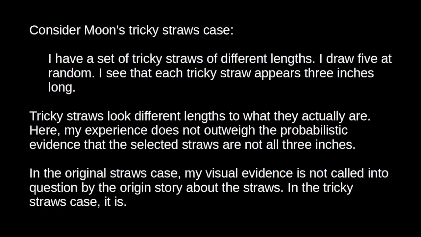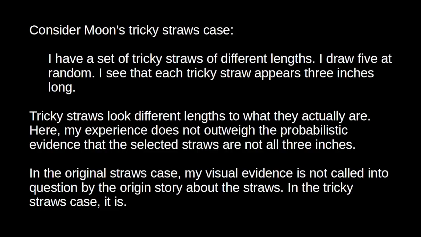Andrew Moon, responding to Bergmann's argument, proposes the tricky straws case. Suppose, again, that I have many straws of different lengths and I draw 5 at random. It visually appears to me that all 5 are 3 inches long. But now suppose that I'm told that these straws are tricky straws purchased from a local magic shop. Tricky straws look longer or shorter than they really are. Well, in this case, my experiences do not outweigh the probabilistic evidence that all the straws are not 3 inches long.